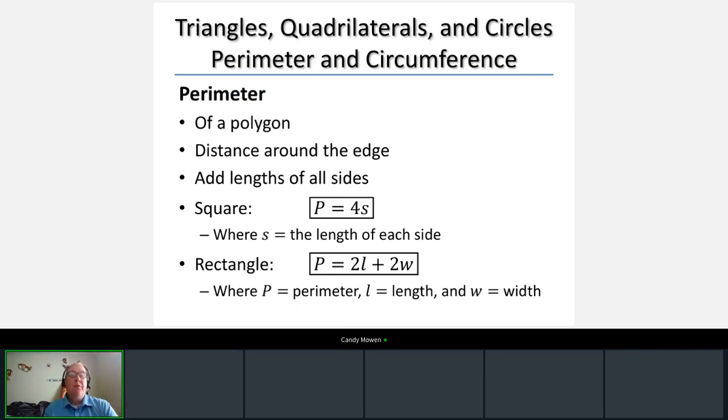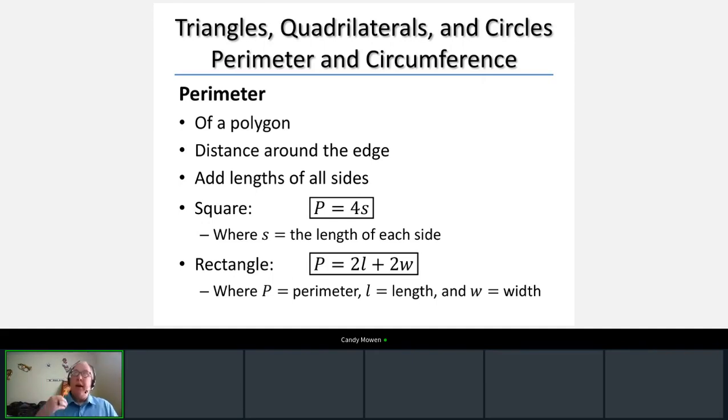Perimeter. The perimeter of a polygon is the distance around the edge. You add the lengths of each side. For a square, the formula is P equals 4S, where S is the length of each side. For a rectangle, the perimeter is P equals 2L plus 2W, which is perimeter equals 2 times the length plus 2 times the width. There again, formulas. They're like what we talked about in part 1 with algebra.